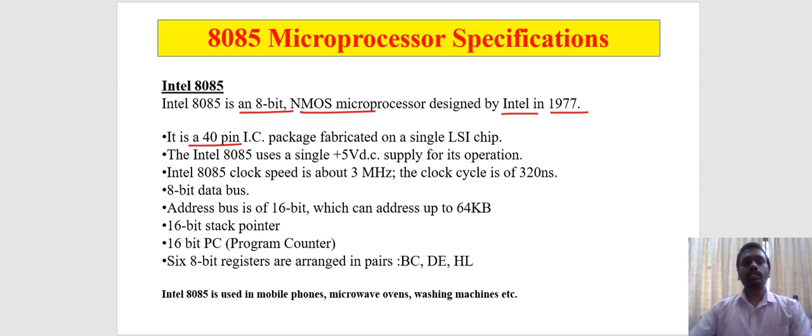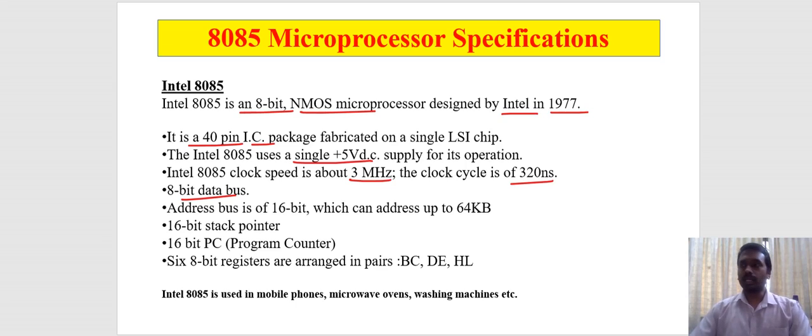And it is a 40-pin IC. It comes with 40 pins. As you already saw in the previous diagram, there are 40 pins arranged on both sides of the integrated circuit. And the Intel 8085 uses a 5 volts power supply. It uses a plus 5 volts DC power supply to operate, and it runs with a 3 megahertz clock. It uses 3 megahertz of clock frequency, and each clock cycle time period is 320 nanoseconds. Internal to this microprocessor, it has an 8-bit data bus.